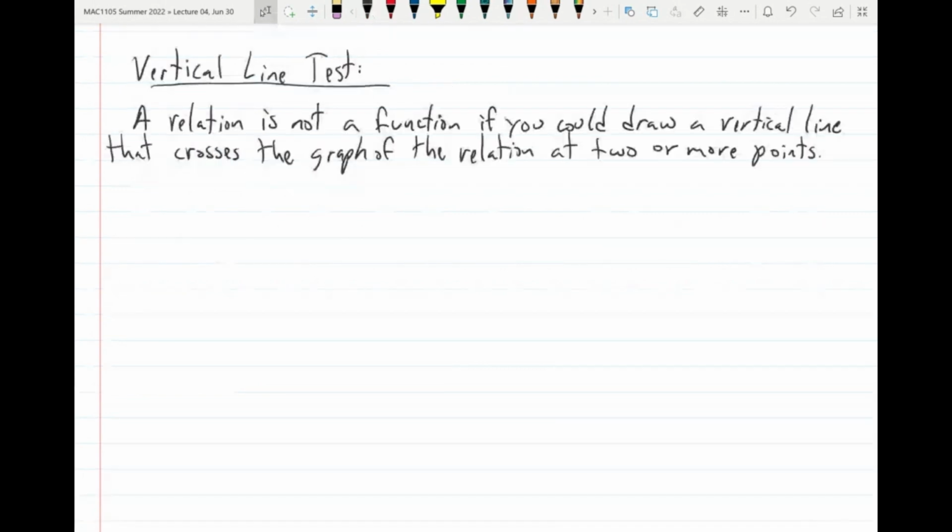So the question is, okay, this is good, but what if we don't have the graph? And typically this is the case. Typically we don't have the graph, right? What if we don't have the graph?